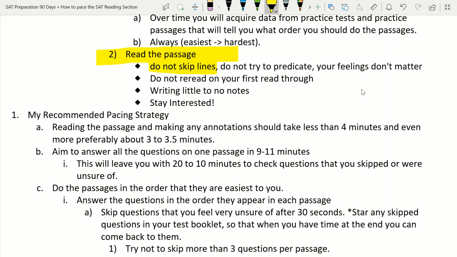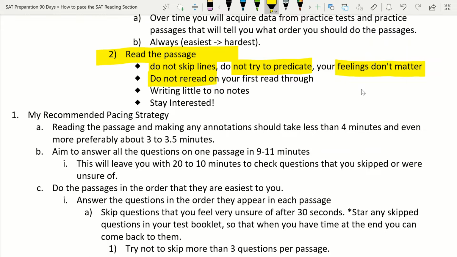The next thing, we're not going to try to predict anything, because if we're trying to predict things and then we're wrong, then we just wasted that time. The next thing we want to understand is that our feelings about the text don't matter. Any feelings we may have towards what an author says, how they're phrasing things, or what they believe will not matter and will not help us get to the correct answer. So we need to understand that our feelings don't matter on the SAT reading section.